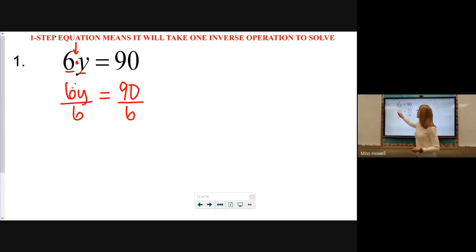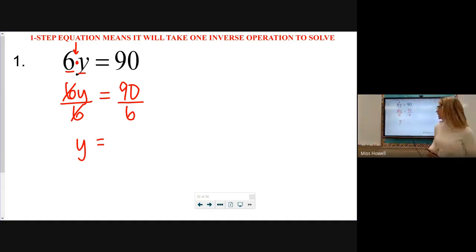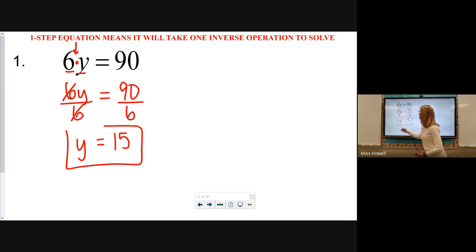All right, cancel. 6 divided by 6 is just 1, or in this case, 1y, which is what we want. We want 1y left on one side and everything else on the other. 90 divided by 6 then would give us a 15. So our value of y here is 15.